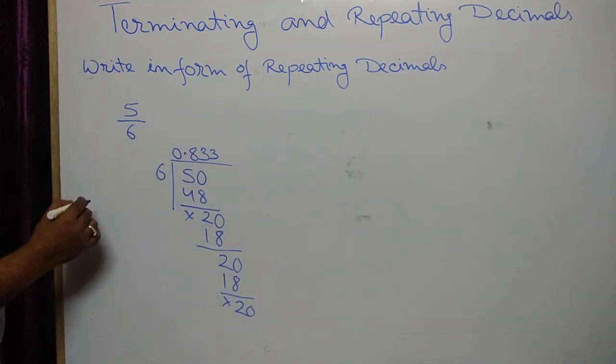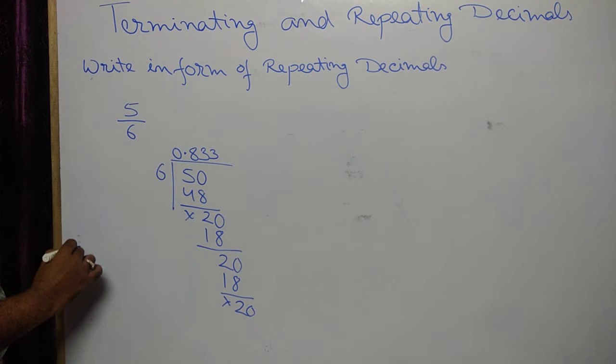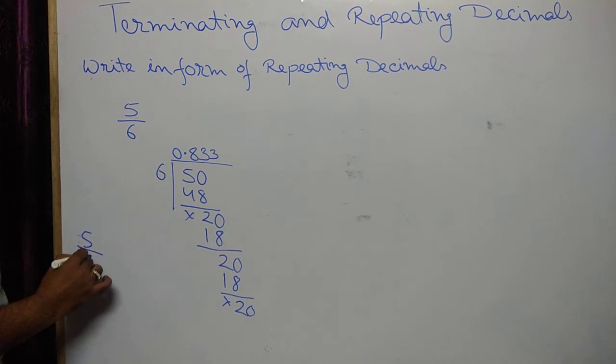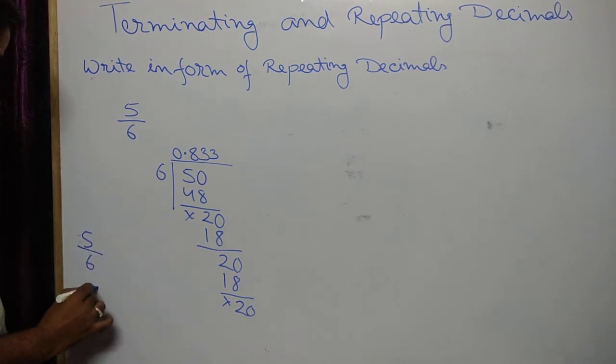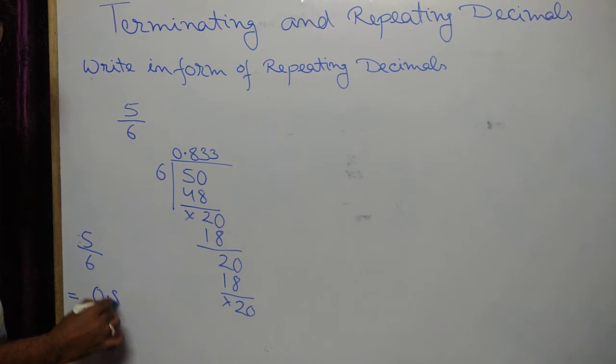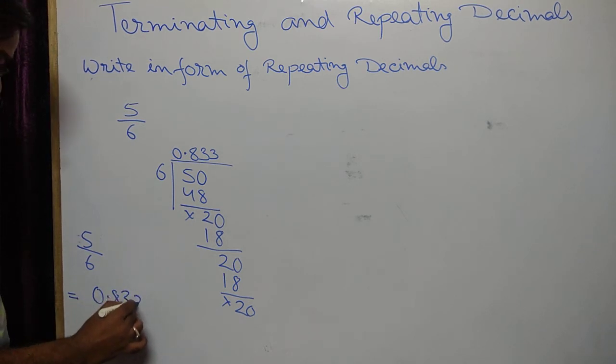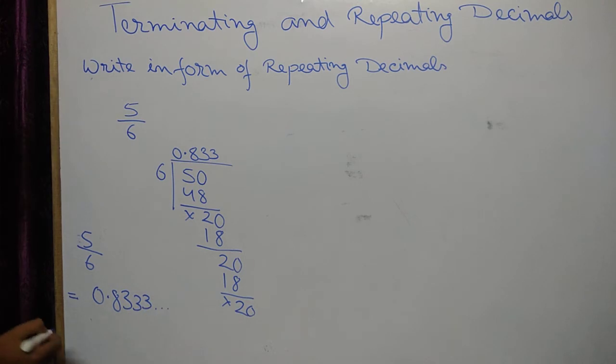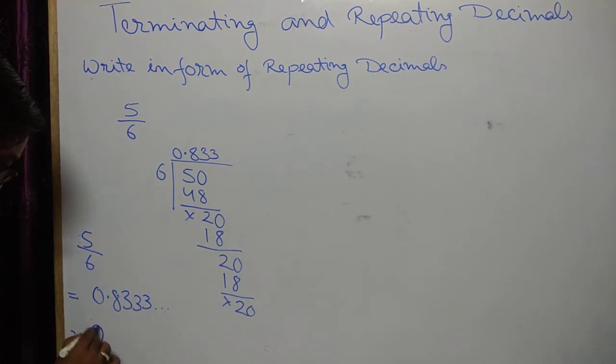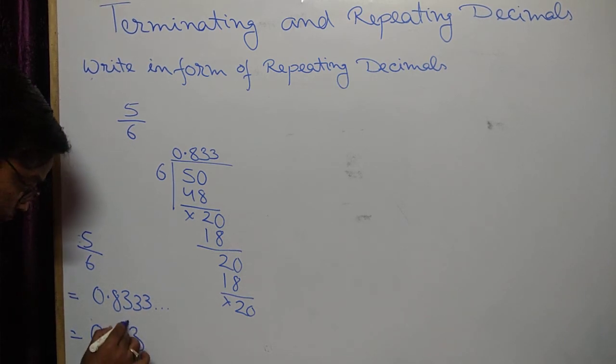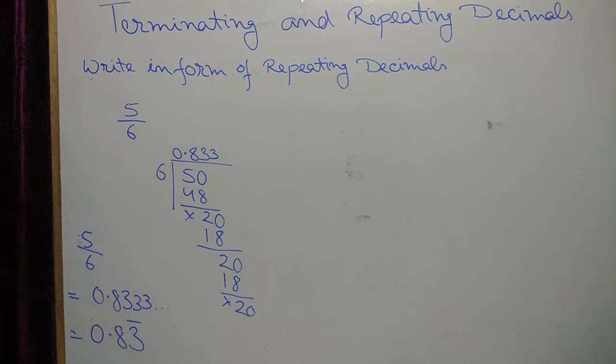What does it mean? It means 5 upon 6 is equal to 0.8333 up to many times, na? So we can write this in the form of a repeating decimal, 0.83 with a bar or dot above 3; either we can use bar or dot. So hope this one is clear to you. Move to some other question.